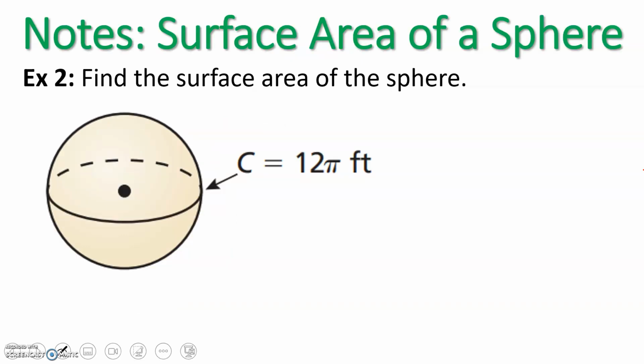All right, example 2. Find the surface area of the sphere. This time, they give us not the radius, but the circumference. So we must use that information to help us find the radius to then find the surface area. Now, we know that the circumference of a circle is 2 pi r. Therefore, in this case, we know that 2 pi r is equal to 12 pi.